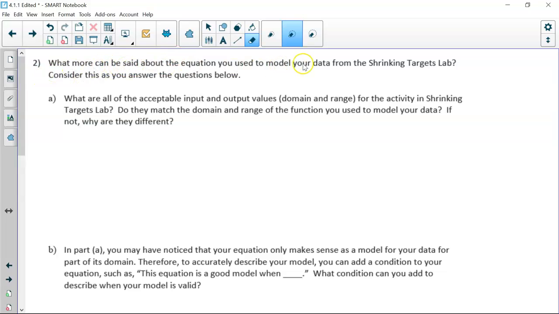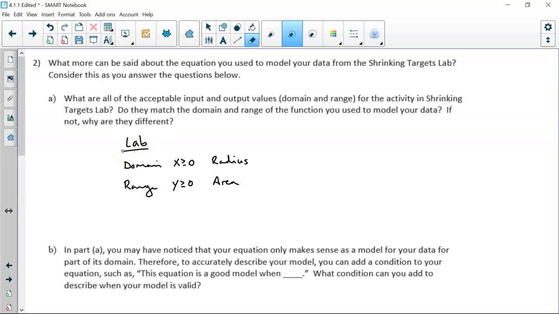Now, we can talk about our information from our graph. For the lab, for our table, for the radius of a circle, the domain x has to be greater than or equal to 0. That's our radius. Our radius has to be greater than or equal to 0. Our range, our area, y has to be greater than or equal to 0. And that's because we can't have a circle with a negative radius.